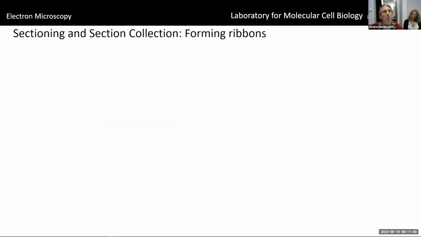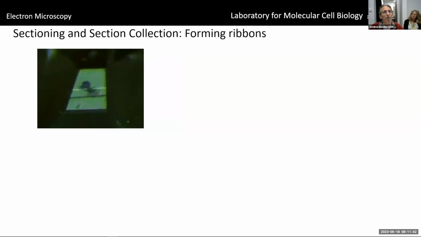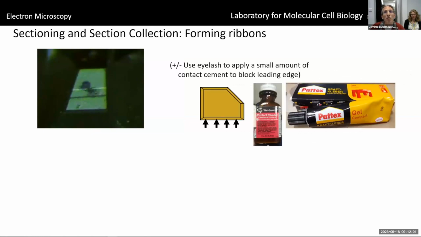So first up, how do you ensure that you're going to get nice ribbons forming? Well, absolutely crucially, we have our leading and our trailing edges here that are parallel. And that's usually going to encourage your sections to come off in a ribbon that's going to stick together. However, it might not be quite robust enough for the amount of time it's going to spend floating around in a boat. So we like to encourage them to stick together a bit further by the use of some dilute contact cement on the leading edge of the block face.